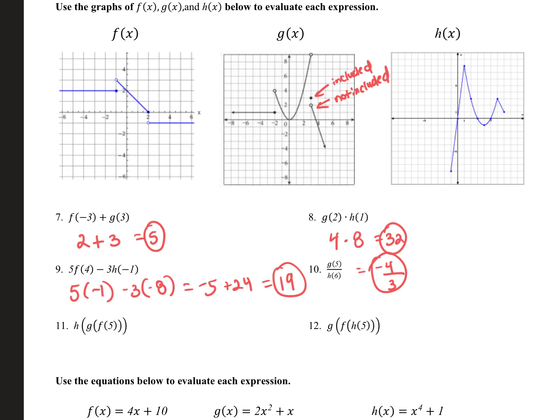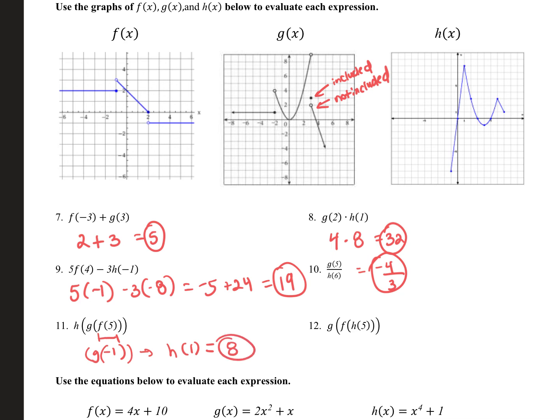Moving on to number 11 and 12, we have compositions. So again, let's start from the inside, starting with f of 5. F of 5 is -1. So now I'm going to do g of -1. And g of -1 is +1. So now I'm going to do h of 1. And h of 1 is 8.